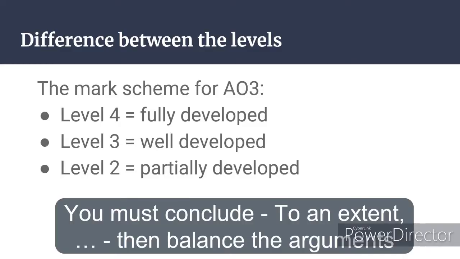So what's the difference really between the levels? Level 2 is partially developed, level 3 is well developed, and level 4 is fully developed. And as I've said, if you're aiming for levels 3 and 4, you must conclude. And a good way to begin might be "to an extent". And then you would balance the argument and answer the question.